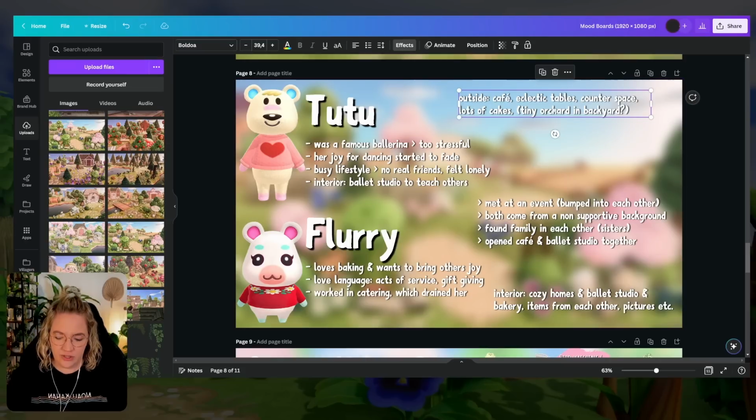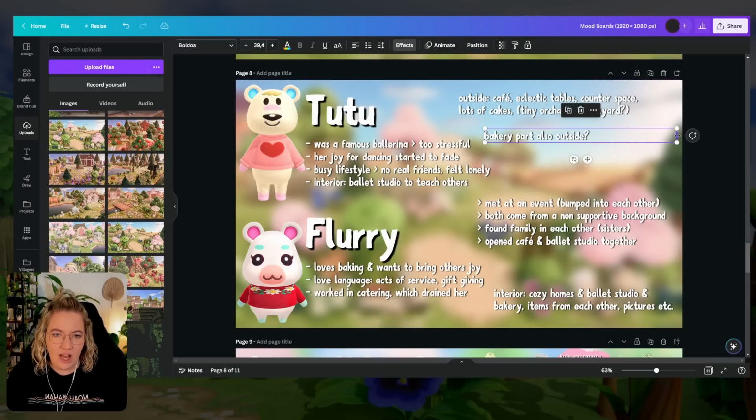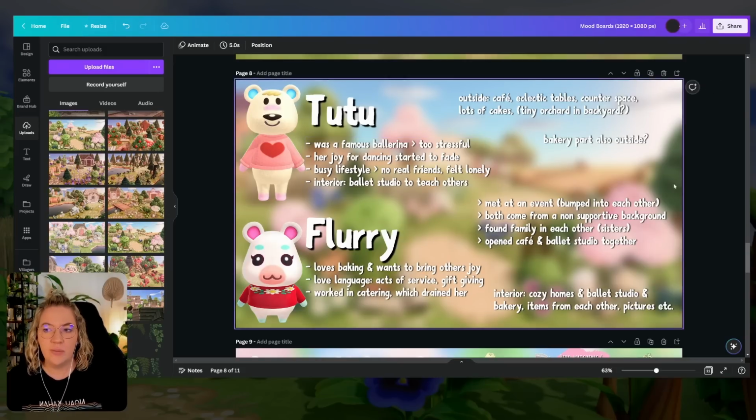And technically there could still be a bakery part outside, depending also on how much space there is. I know this is very close to the pond, to the lake, so there's not going to be that much space, I don't think. Again, I'm going to add some more items to hopefully be able to visualize it a bit more. But for now, let's move on to the next one, which is going to be T-Bone, who lives behind my house.